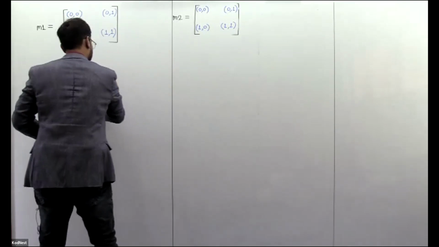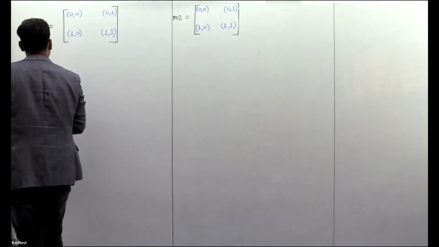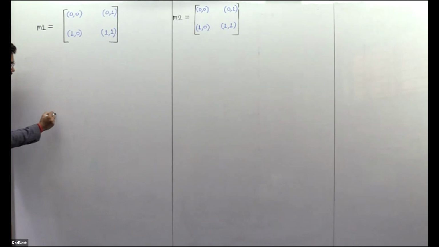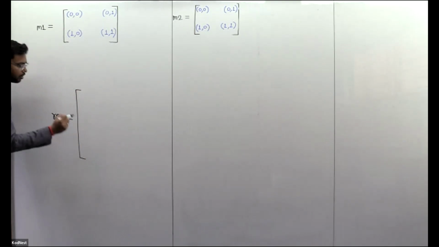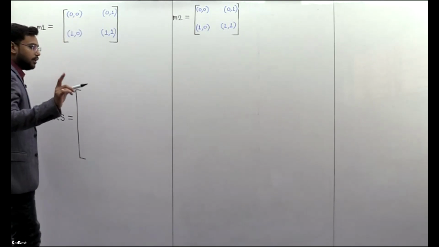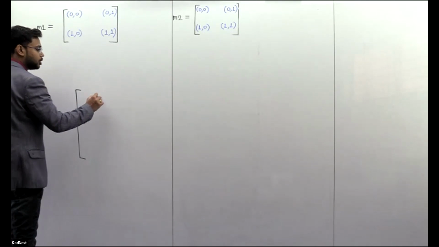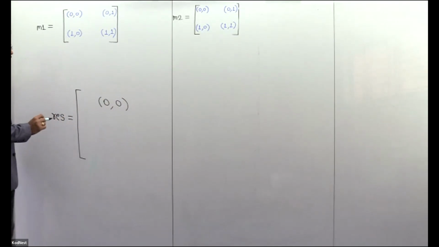So I will mention here. See and understand this very, very sincerely, very, very properly. Here I will tell the result matrix. Maybe here the result matrix will come. So very first, I want to find the element which will be 0, 0 of the result matrix.